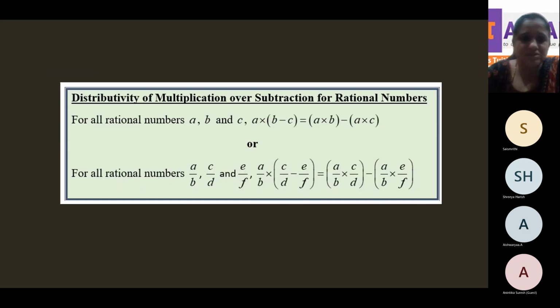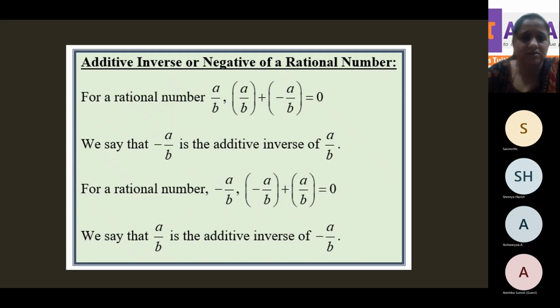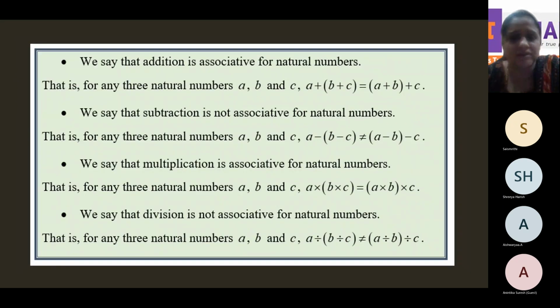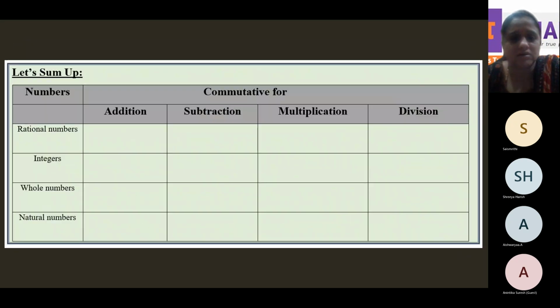Okay. I think associativity is missing, right? Did I show you this slide, children? Yes, ma'am, you did. Okay, there should be one for closure, commutative, and associative. A table like this for these three. All right, fine.